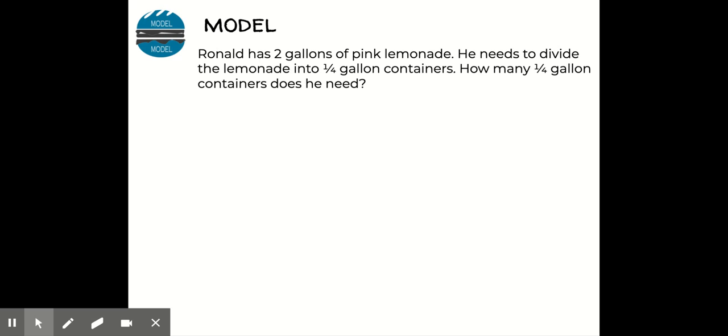Let's start with this model. Ronald has 2 gallons of pink lemonade. He needs to divide the lemonade into 1/4 gallon containers or quarter gallon containers. How many 1/4 gallon containers does he need?